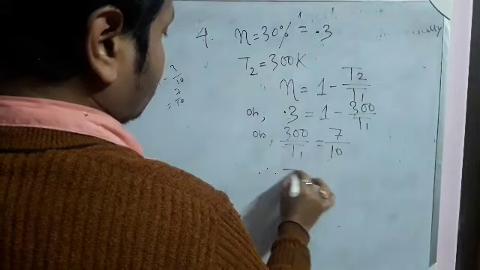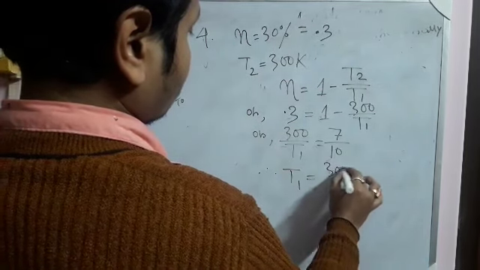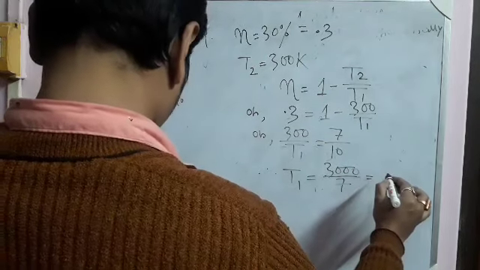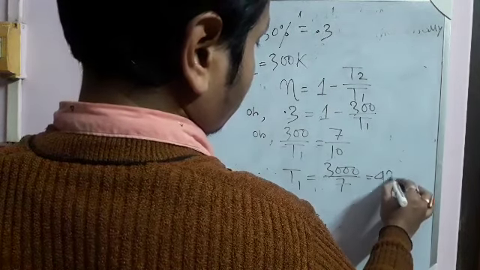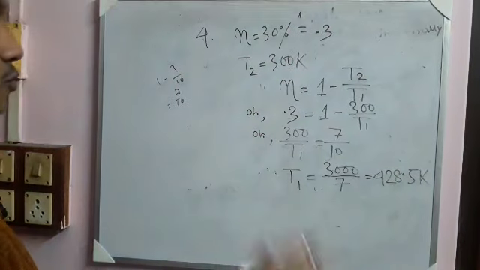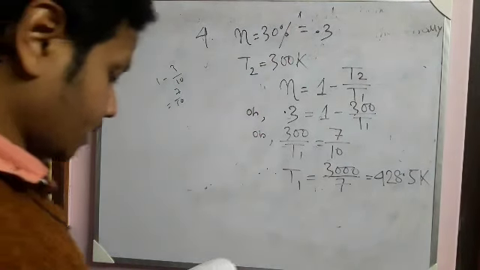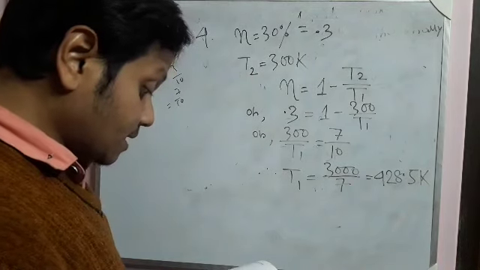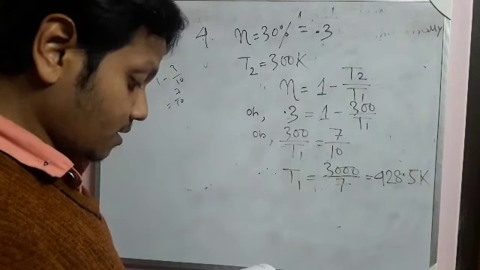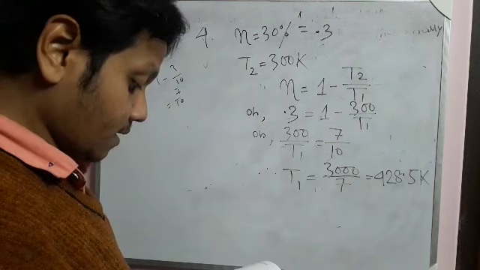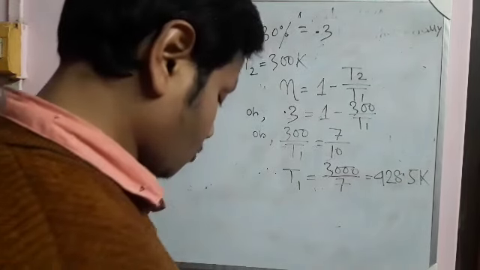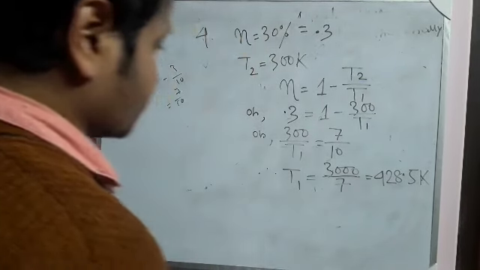So this is T1, and if you do it, 428.5 Kelvin. So we can easily find the source temperature. Now let's see what it asks. What must be the change in temperature of the source to make its efficiency 50%?